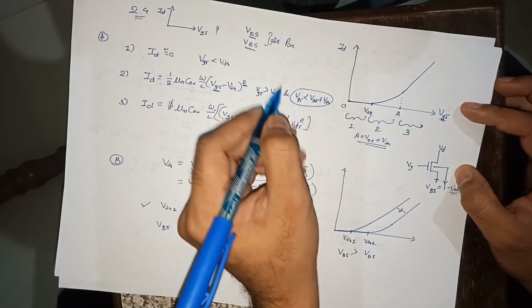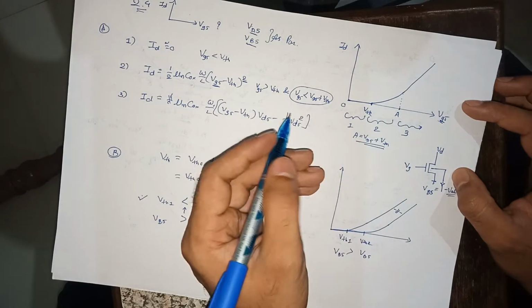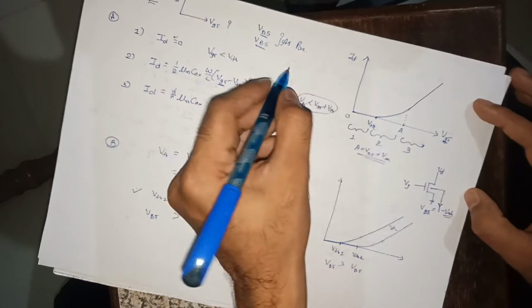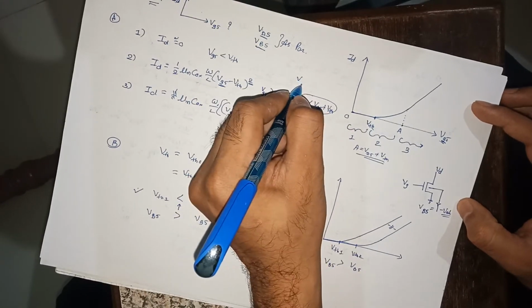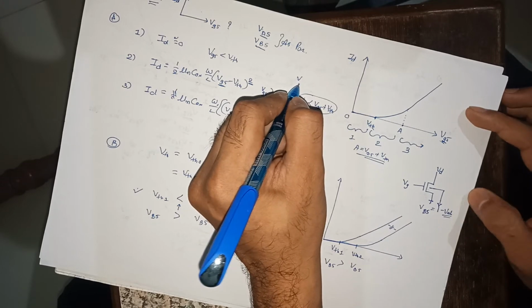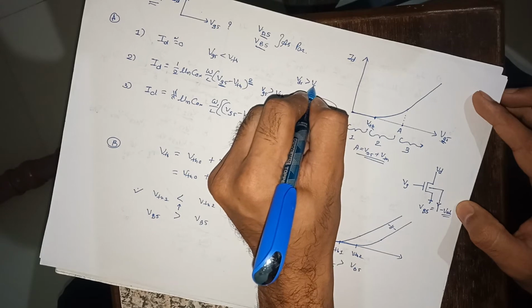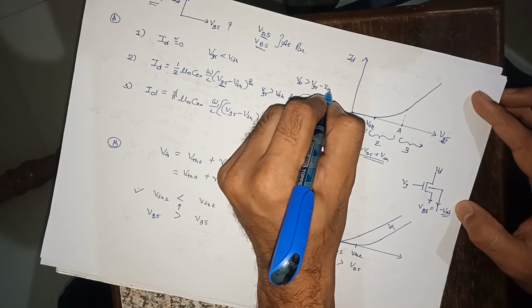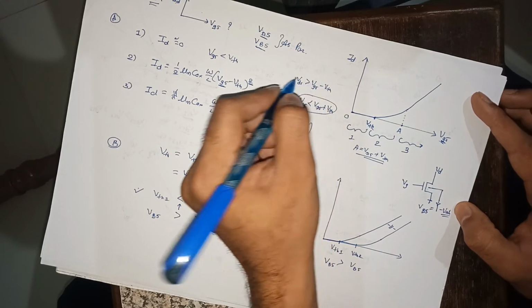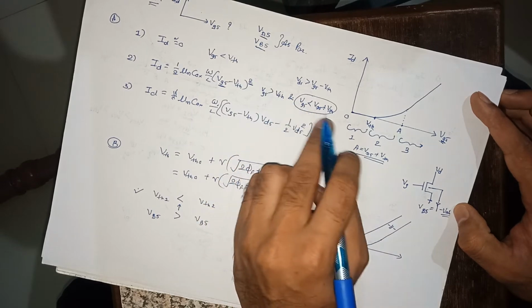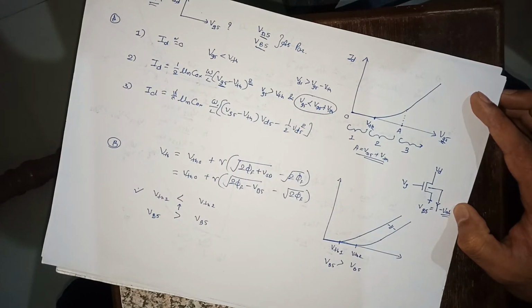This condition you may find uncomfortable, but it should not be. It is just the condition we are used to seeing, that VDS should be greater than VGS minus VTH. We are just moving VTH to the other side and writing this condition. That's it. Okay.